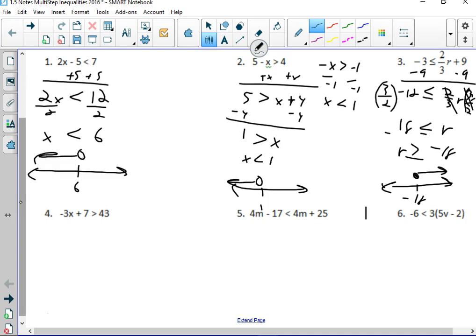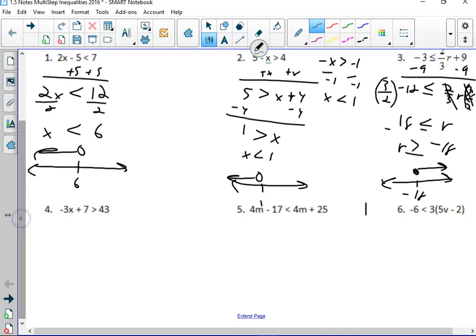Okay, let's skip number 4 because it's kind of like the same thing. Okay. Number 5, I want all my m's on the same side. So I do that. I'm going to subtract 4m. Uh-oh. What happens? 0. So I get the statement -17 is less than 25.